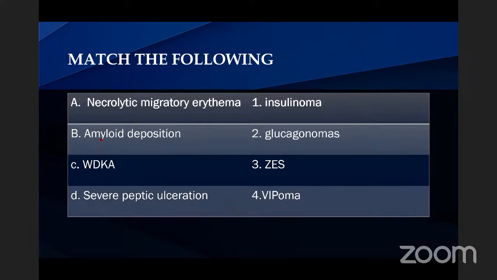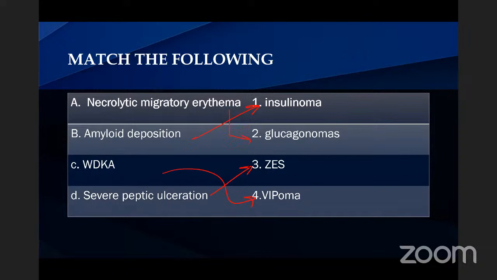Okay, now match the following. Whenever we are talking about pancreatic neuroendocrine tumors, we should be very clear with these. Quickly match. Necrolytic migratory erythema is a very typical morphology of glucagonoma. Amyloid deposition is seen in insulinoma. Watery diarrhea and hypokalemia are very typically seen with VIPoma. Please remember, even pheochromocytomas and neuroblastomas can be associated with VIPoma. And severe peptic ulcerations can be seen with gastrinomas, which are associated with Zollinger-Ellison syndrome.